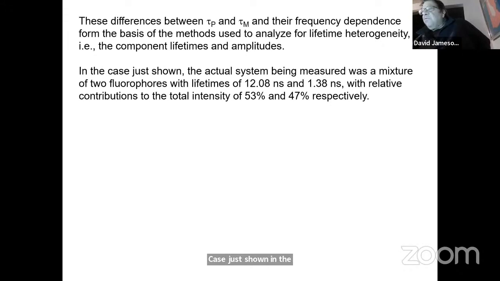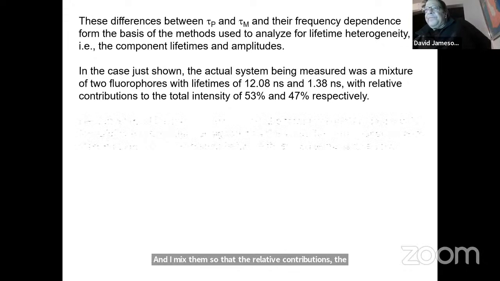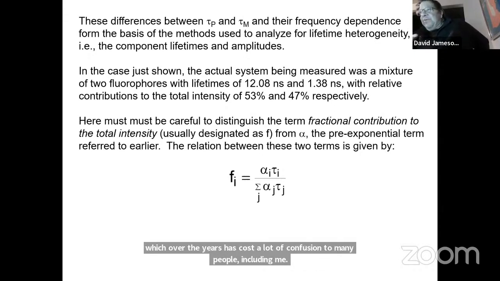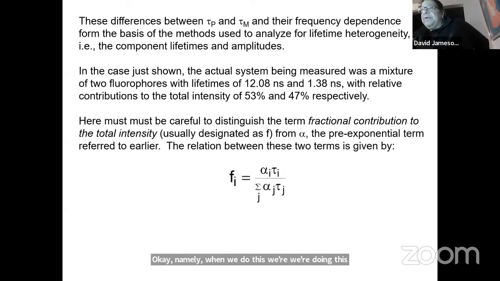One was 12 nanoseconds and one was 1.4 nanoseconds. And I mixed them so that the relative contributions to the total intensity was close to 50-50, okay? Now, here I need to distinguish a very important point, which over the years has caused a lot of confusion to many people, including me. Namely, when we do this frequency domain measurement, we talk about the fractional contribution to the total intensity, and I usually refer to that with F. And that's different from the pre-exponential factor I talked about earlier.